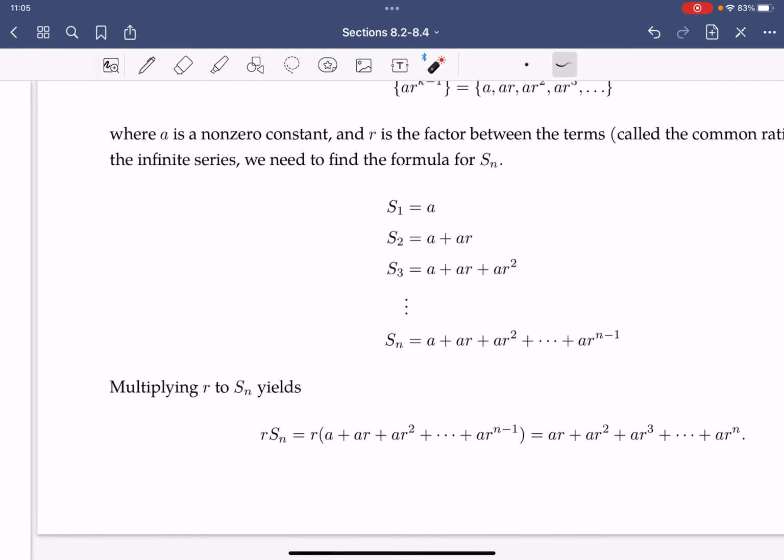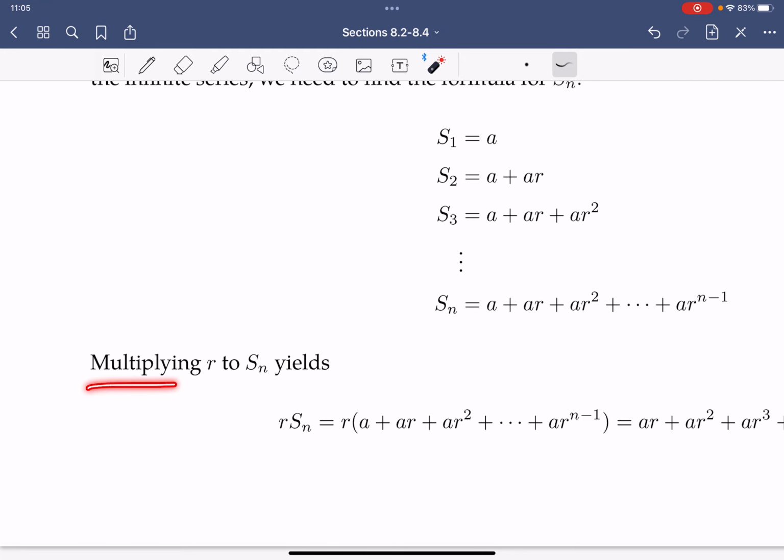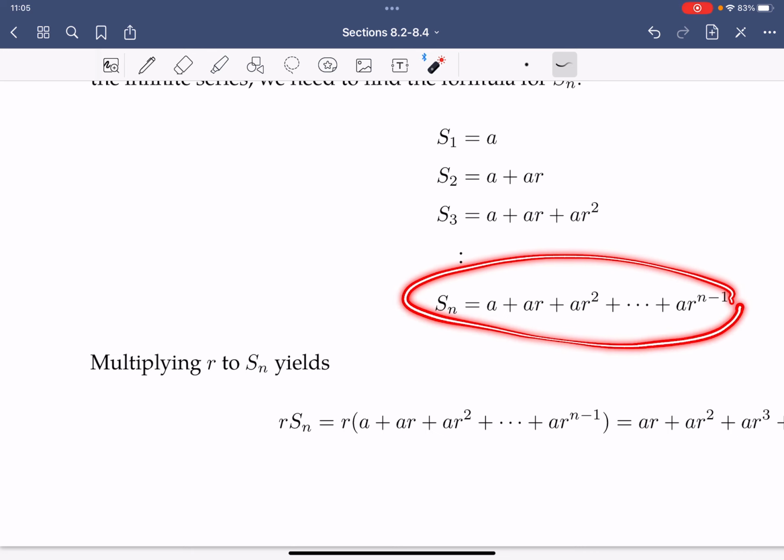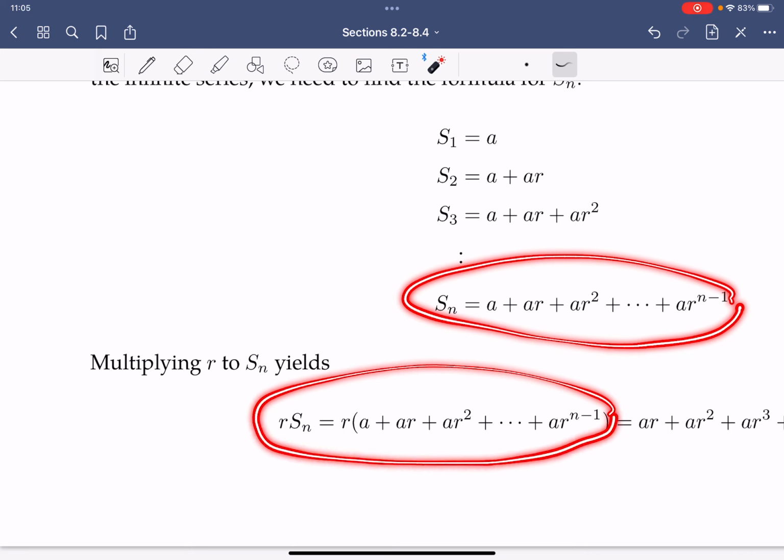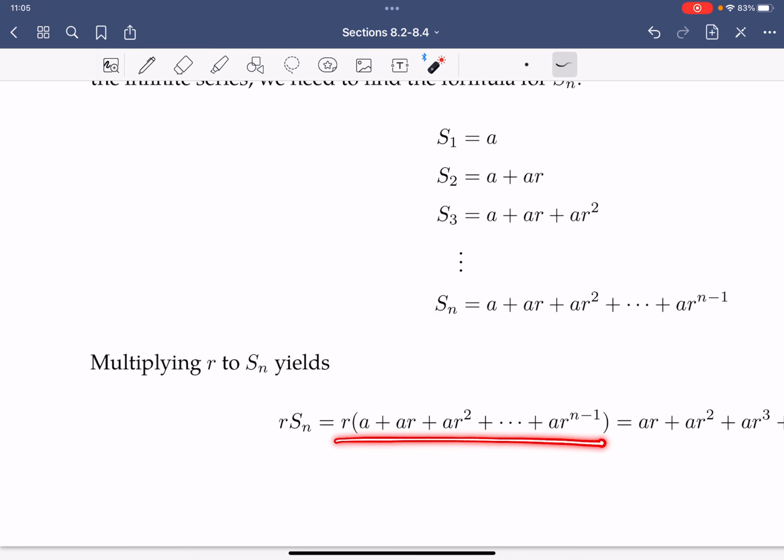But let's follow the handout here. So we're going to start by multiplying r to the Sn. So you multiply r on this side, and then you multiply r on the other side. From this one, I just multiply r on both sides. And then after that, on the right hand side, I expand it.